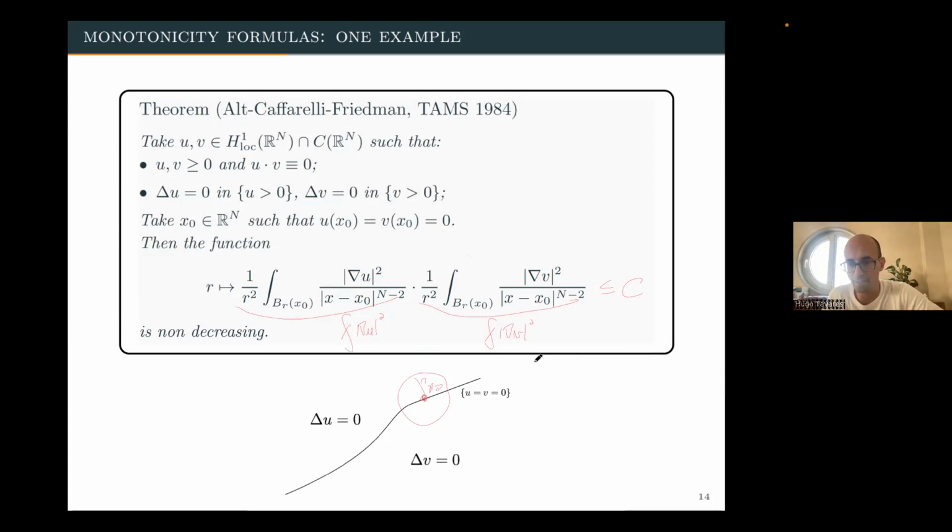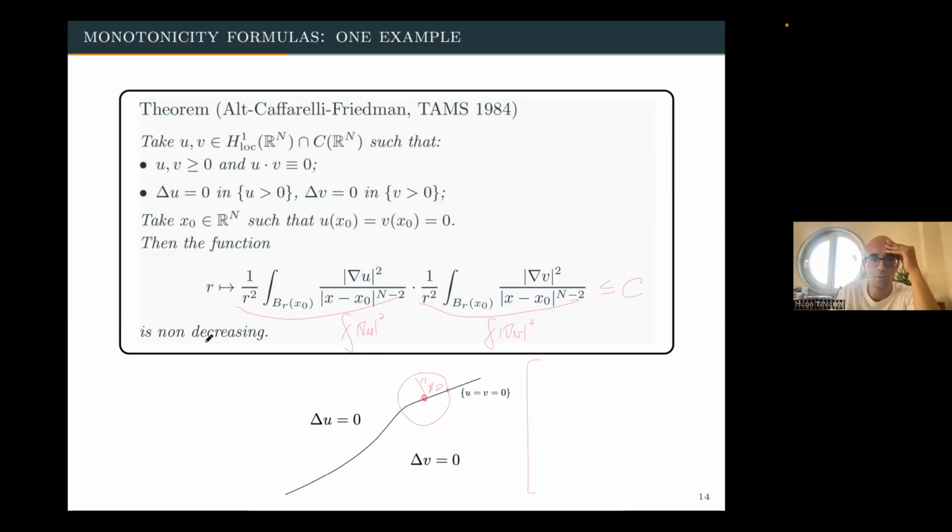Just as a fun fact, the way to prove it involves an optimal partition problem, like the one I'm mentioning here. The proof is just compute the derivative in r. When you compute the derivative in r, this ball becomes a sphere. And look at here what happens. This sphere induces a partition in two parts, right?